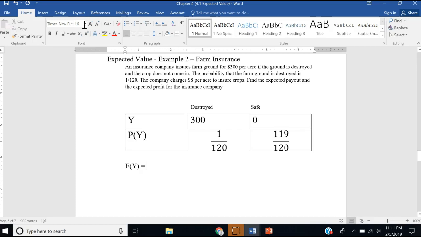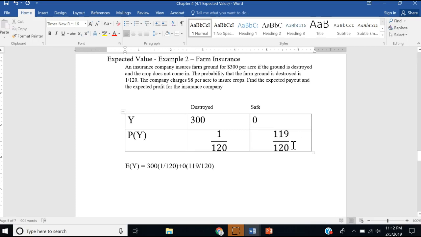The expected payout is going to be, well, if we want to put this into our calculator, we can. We can put y, the outcomes, in list 1, the probabilities in list 2, and then do one variable stats and get the average. But it's probably easier in this case, because we have so few options, to just take 300 and multiply it times 1 over 120, and then add it to 0 times 119 over 120.